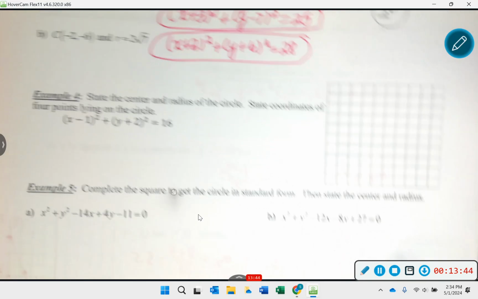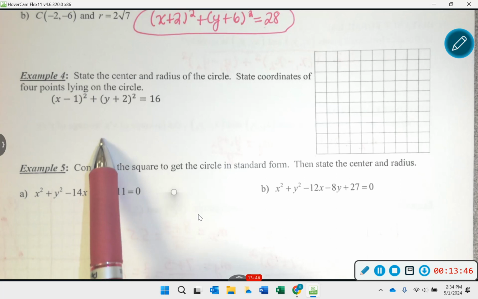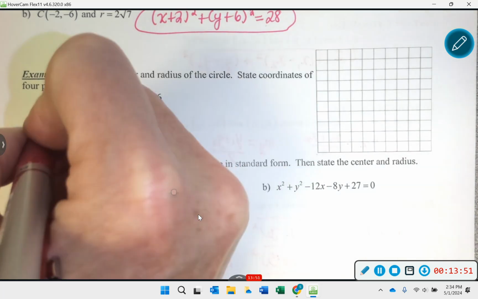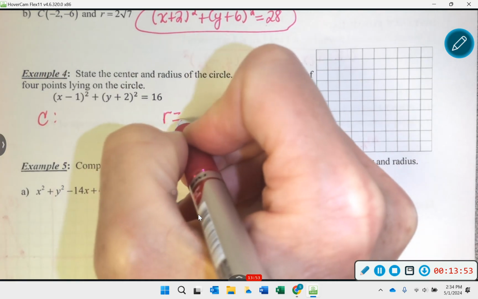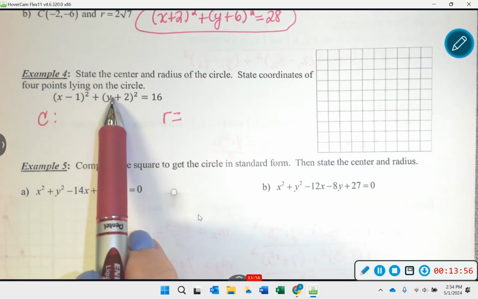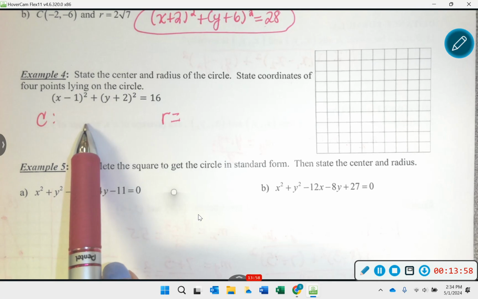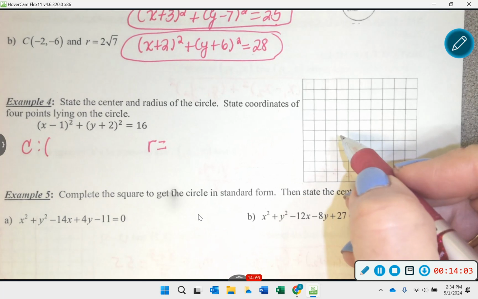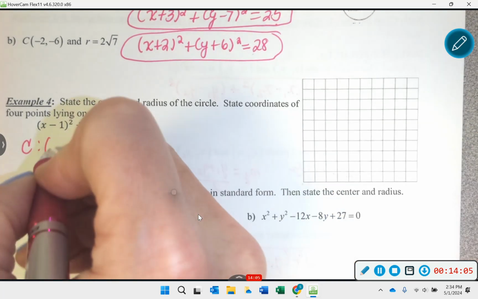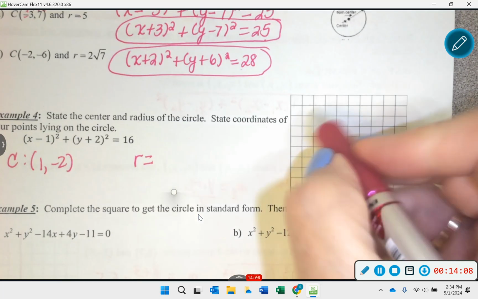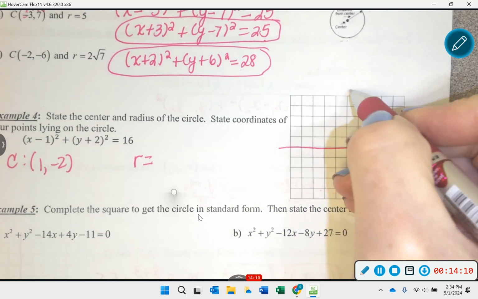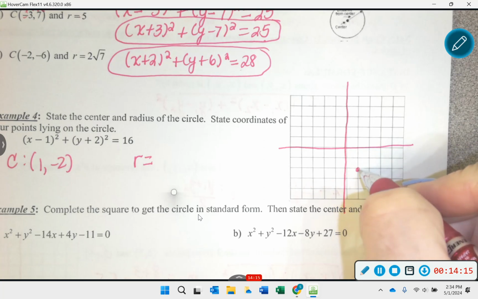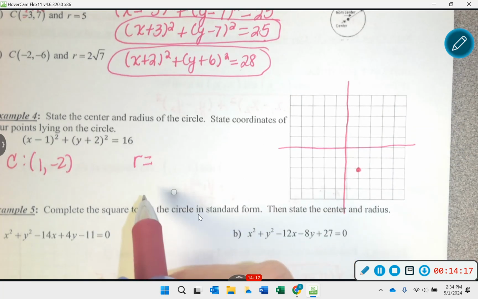Okay. All right. Now we're going in the other direction. So now we're starting with the equation and we want to find the center, and we want to find the radius, and we want to find 4 points on the circle. Madeline, can you tell me what the center would be? 1, -2 is correct. So I'm going to plot that point, 1, -2. Sammy, what's the radius?